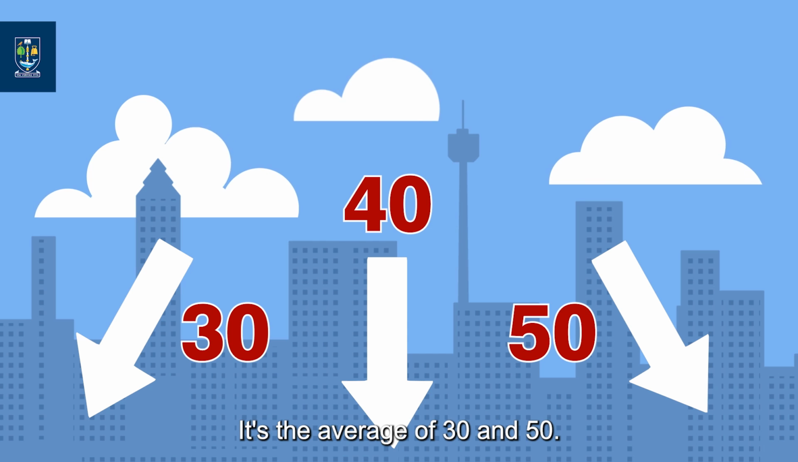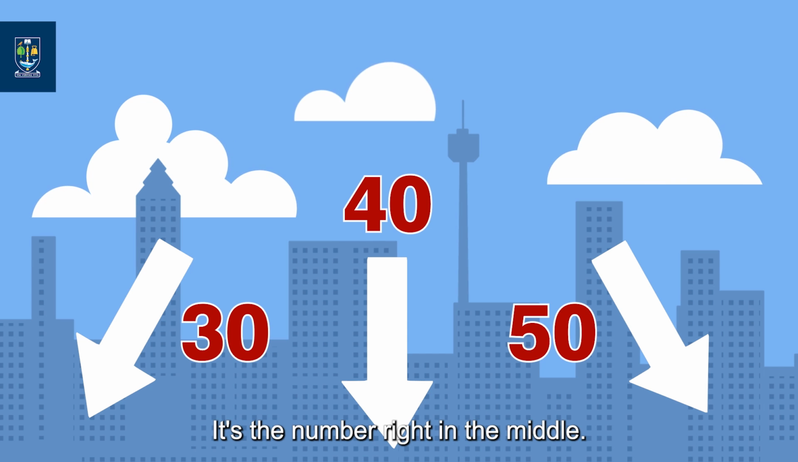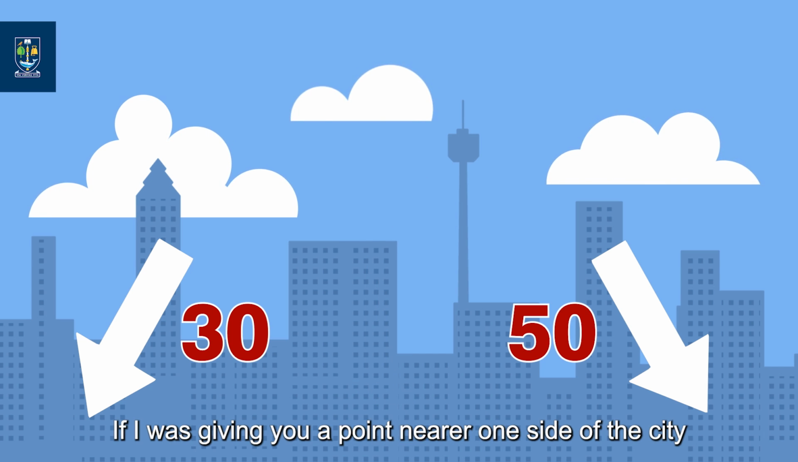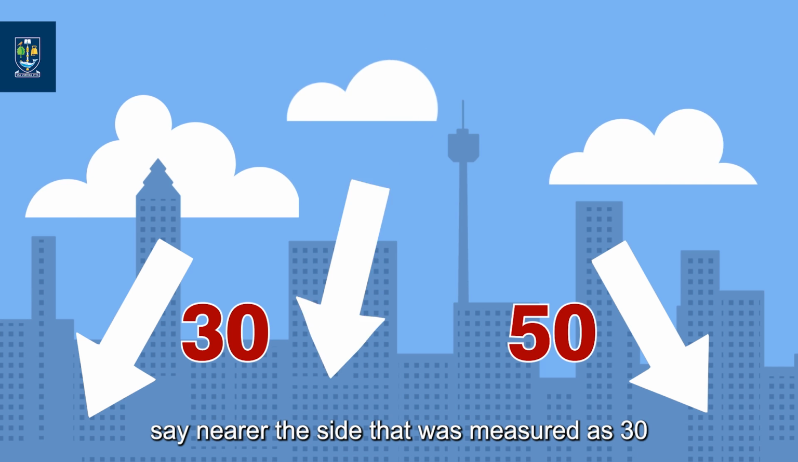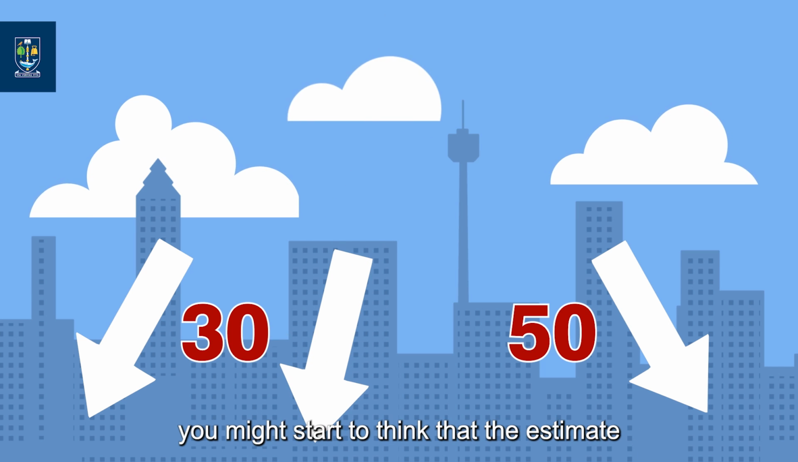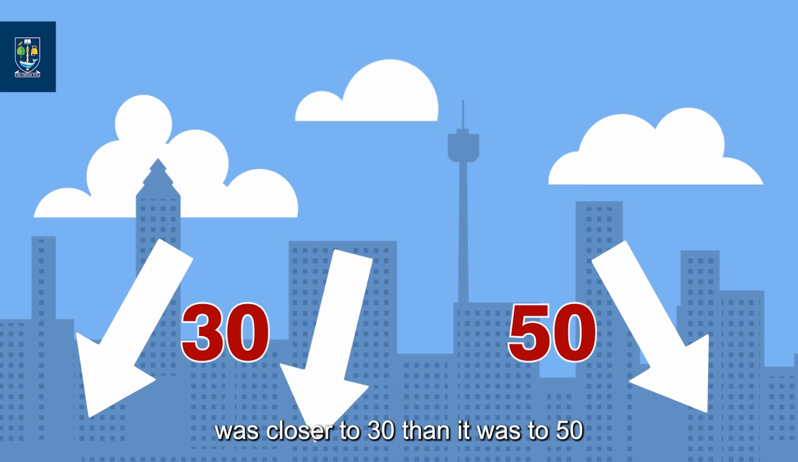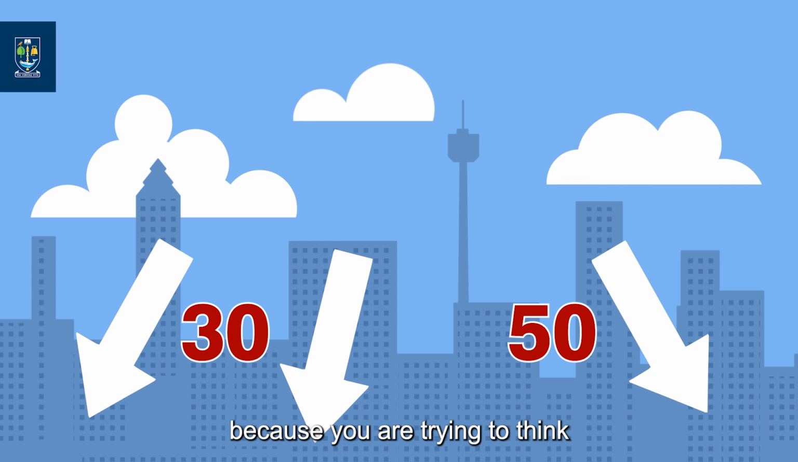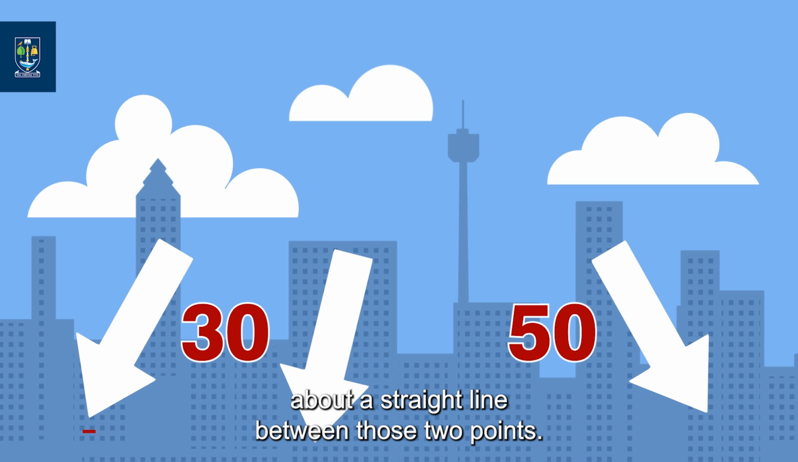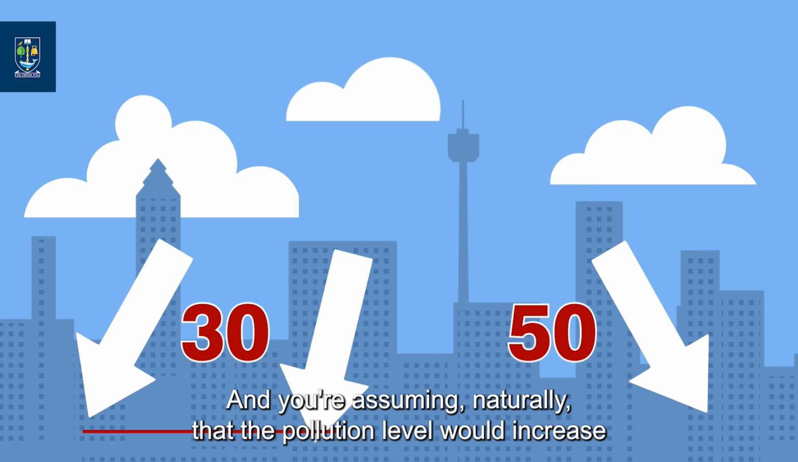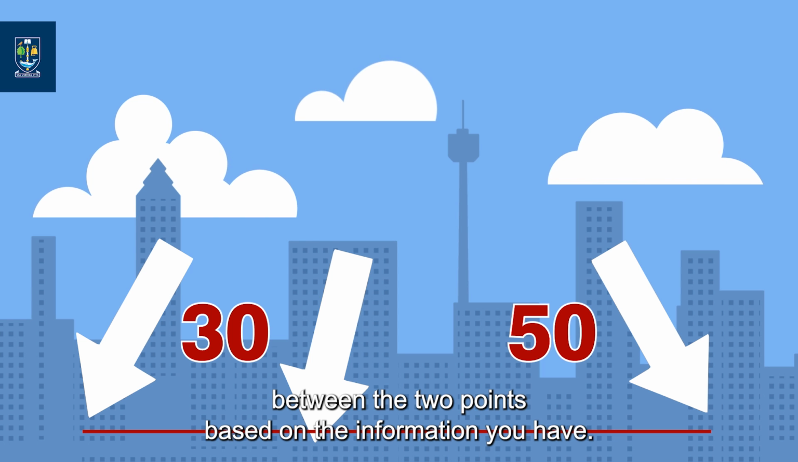It's the average of 30 and 50. It's the number right in the middle. If I was giving you a point nearer one side of the city, say nearer the side that was measured as 30, you might start to think that the estimate was closer to 30 than it was to 50, because you're trying to think about a straight line between those 2 points, and you're assuming naturally that the pollution level would increase between the 2 points based on the information you have.